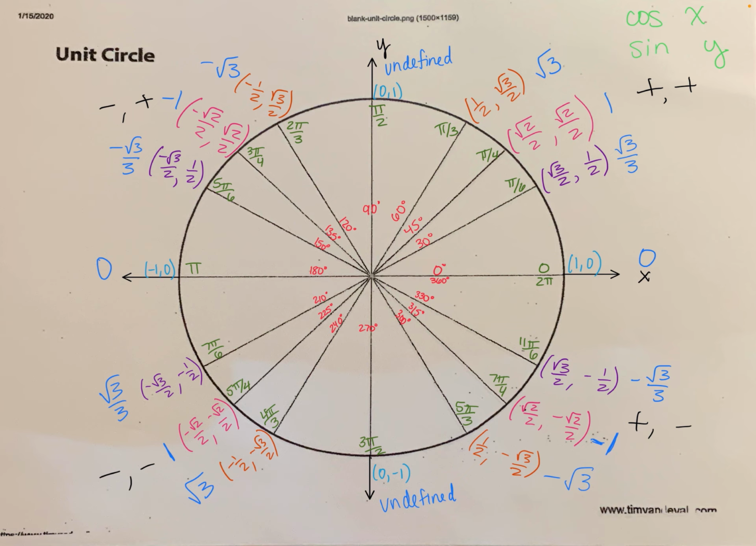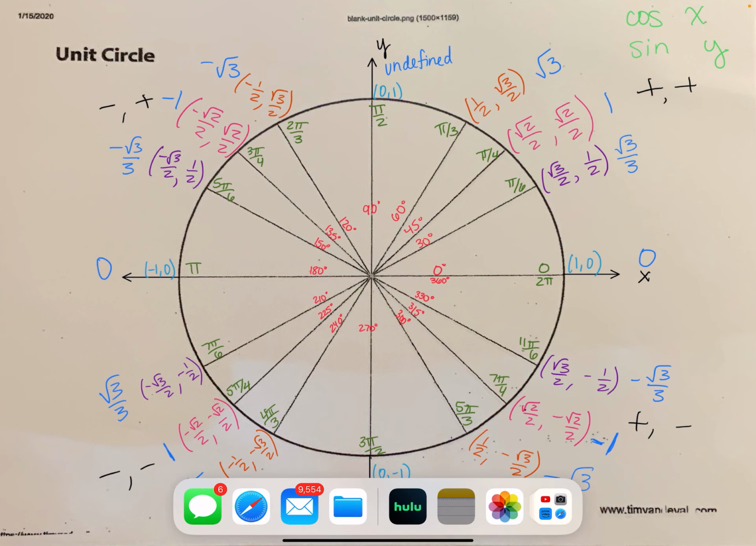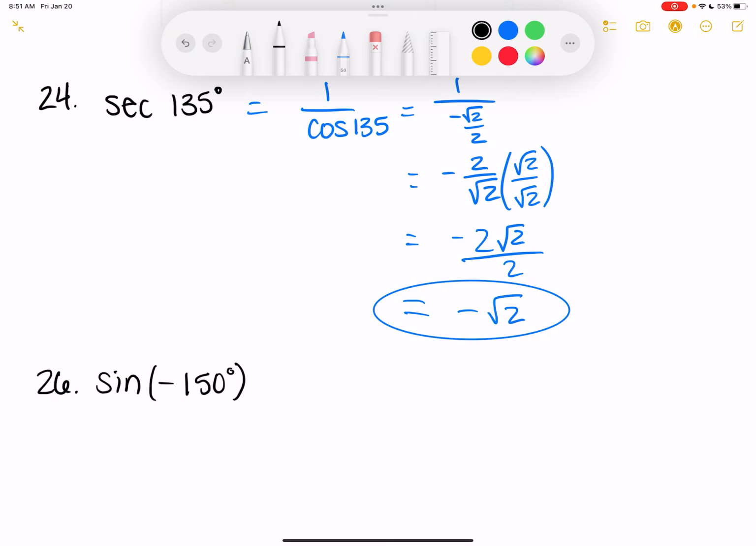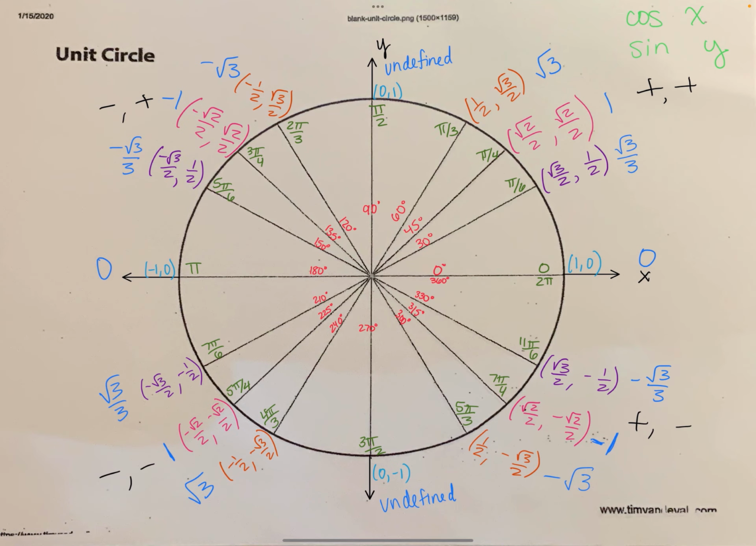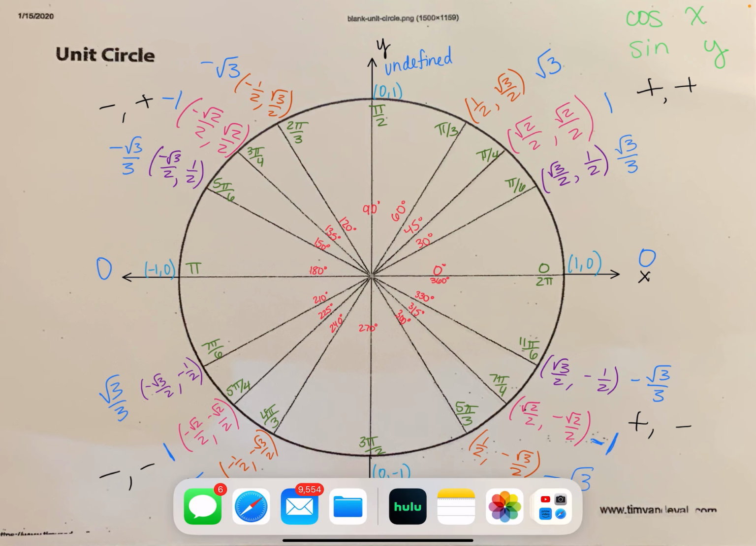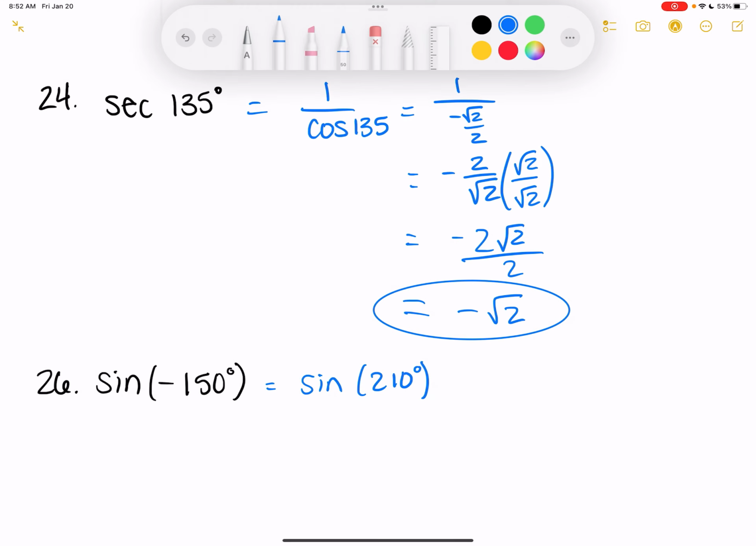So you can think about this as the sine of minus 150, or you can think about it as the sine of 210 degrees. Either way is fine. And to do that, you also could have just added 360 to see that it was 210. So then we look at the sine value of that. So the sine value of 210 is negative 1/2. And so your answer for that one is just negative 1/2.